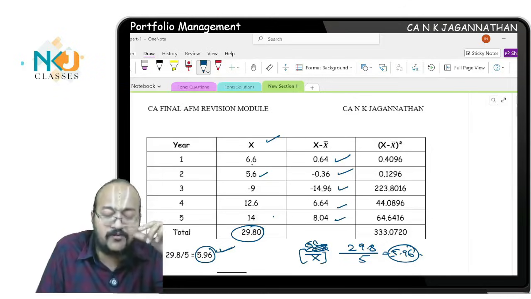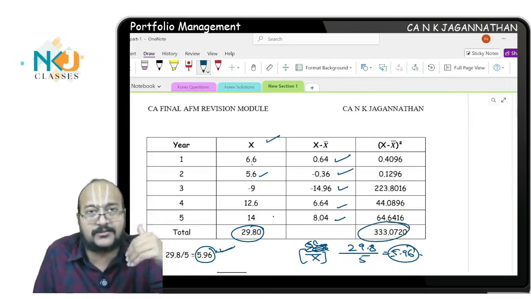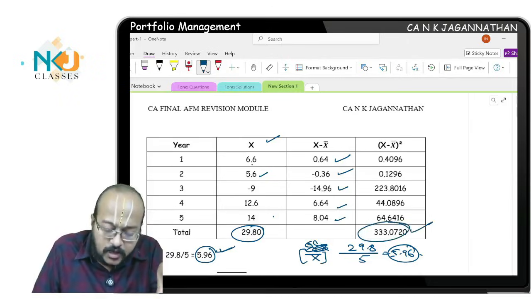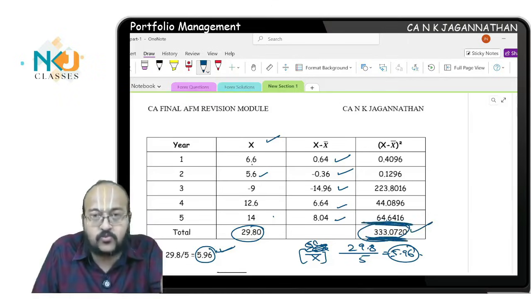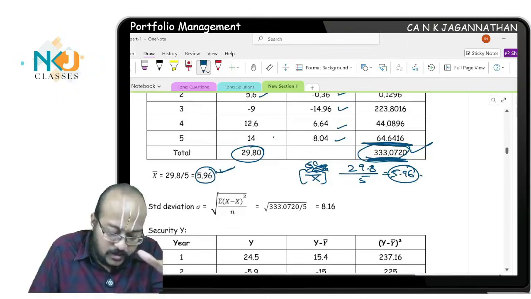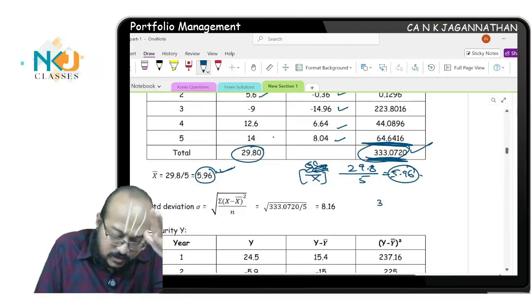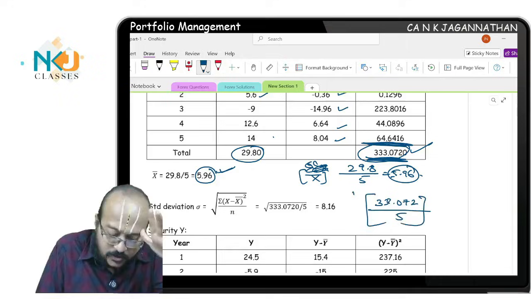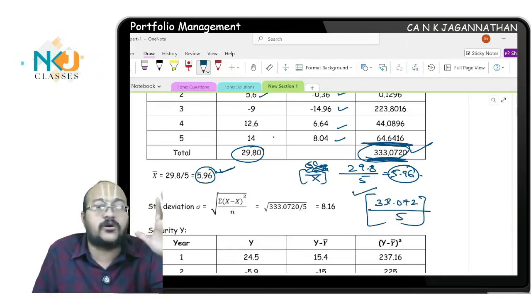See what happens. Why do we need to square and find variance and then standard deviation? And what is the use of this? Now, very simple. This term is known as variance. The 333.072 divided by 5 is also called variance. This is called variance.